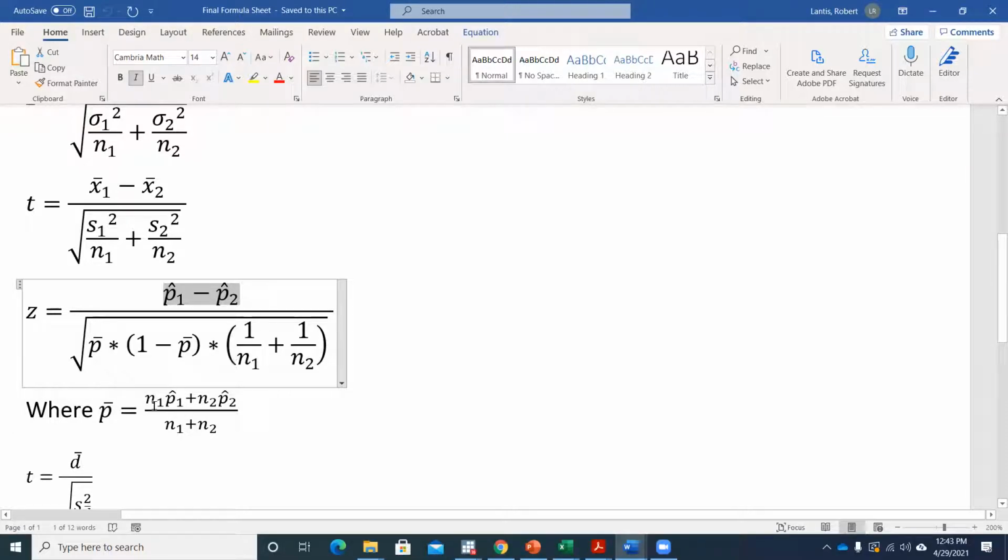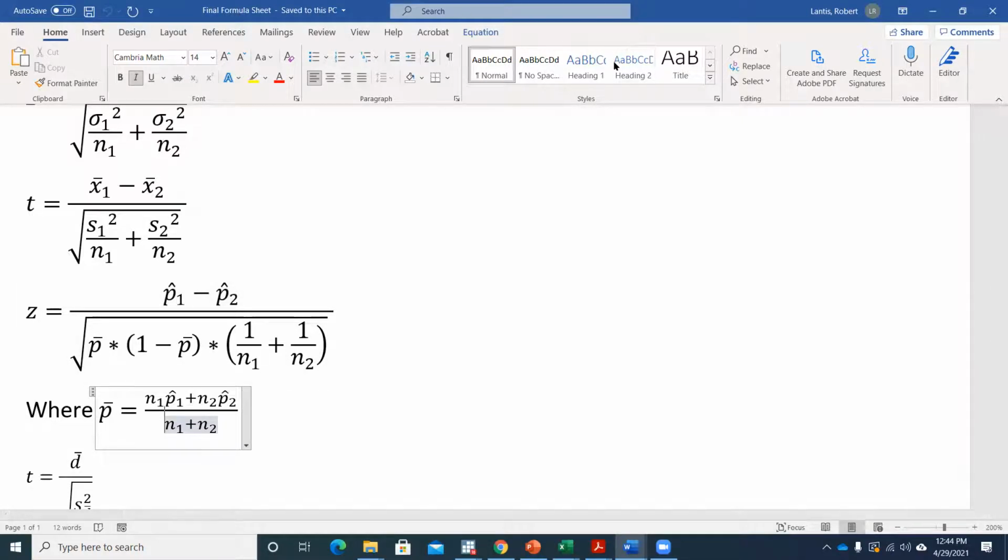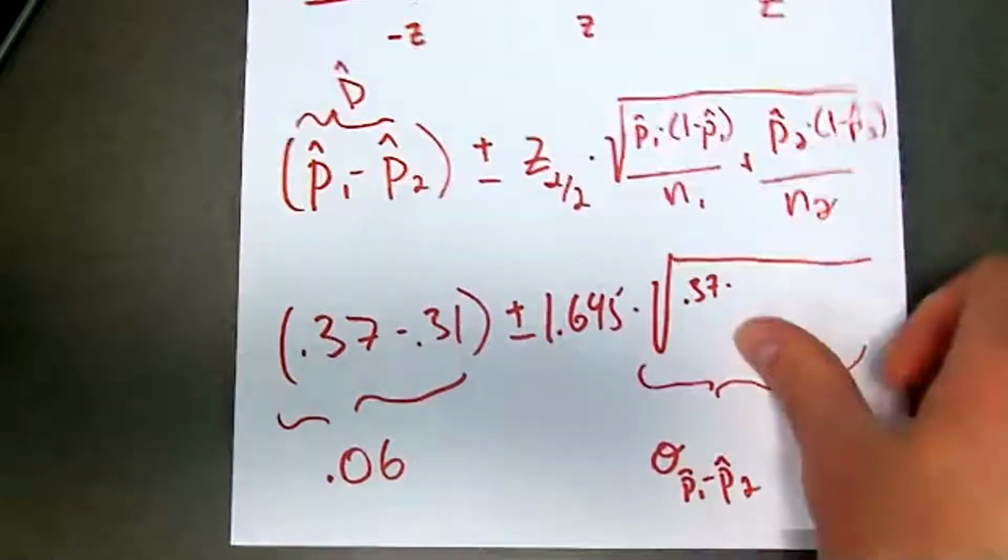I have my two sample sizes. I have my two sample proportions. I can find this P bar first, which is just using my sample sizes and sample proportions. It's really just a matter of making sure that I'm comfortable using my calculator when we're calculating this test statistic.